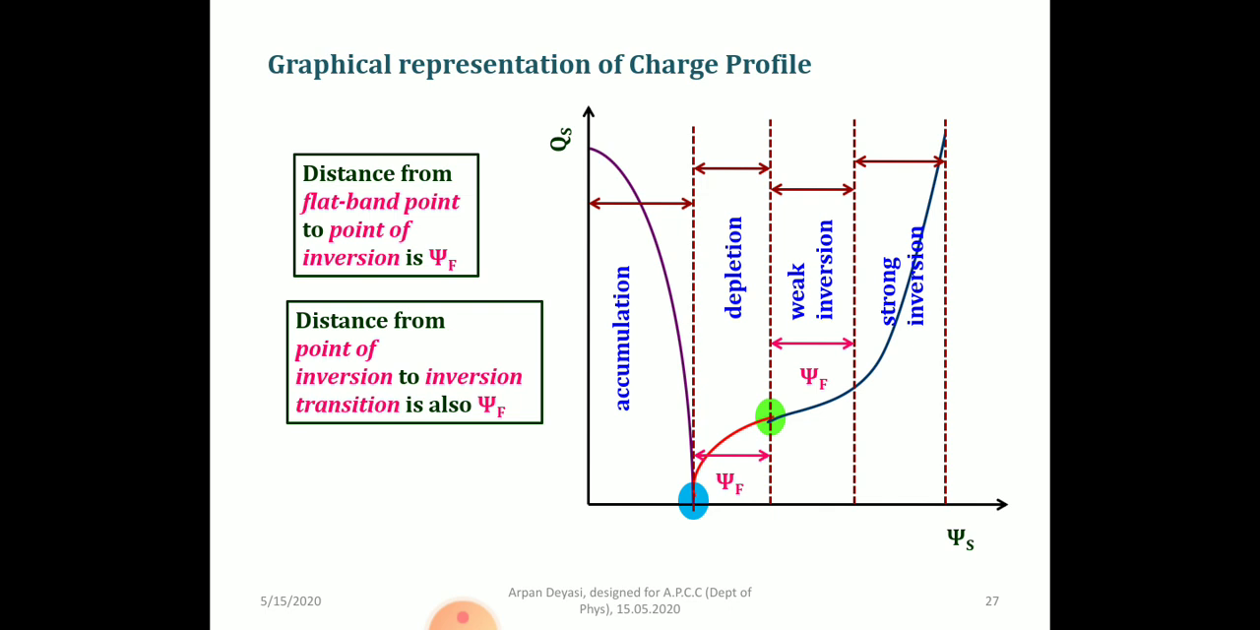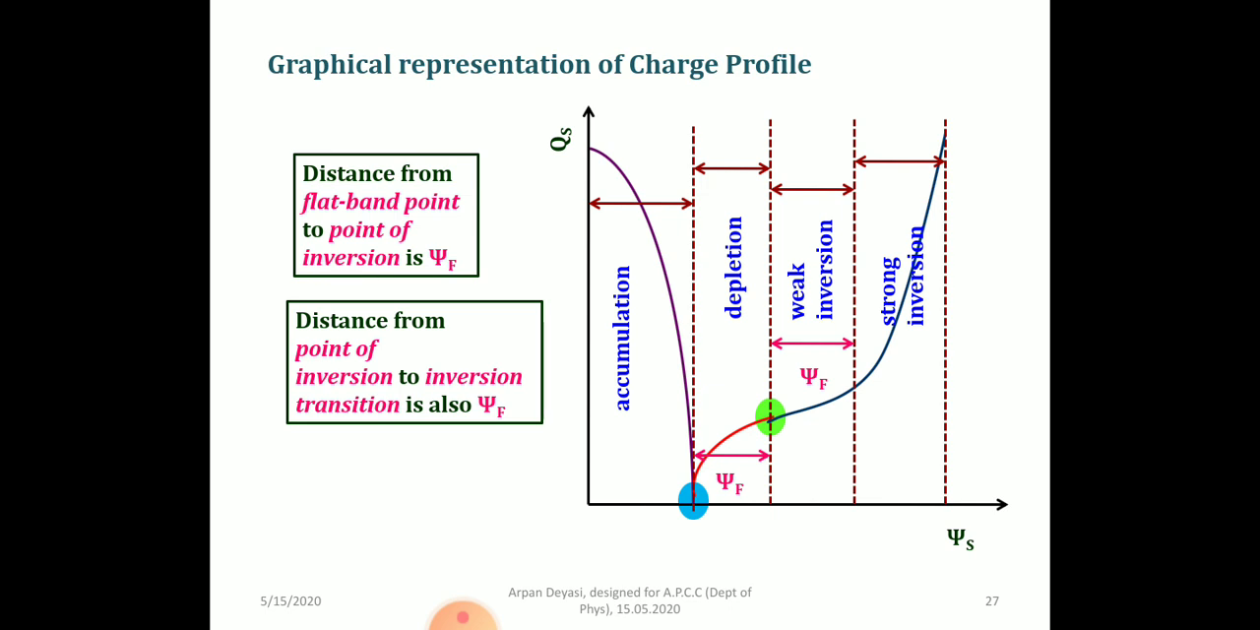Again, if you measure the total width of the weak inversion, it is the distance between the point of inversion and the transition of inversion. What is the transition of inversion? It is the transition between weak and strong. So that value will also be known as psi f. Naturally, I have said that at weak to strong inversion, surface potential psi s is greater than twice the Fermi potential, or at least equal to twice the Fermi potential. So both are psi f. Now you know what 2 psi f means. 2 psi f is the distance between the flat band point and the transition of inversion. That's a very critical aspect.